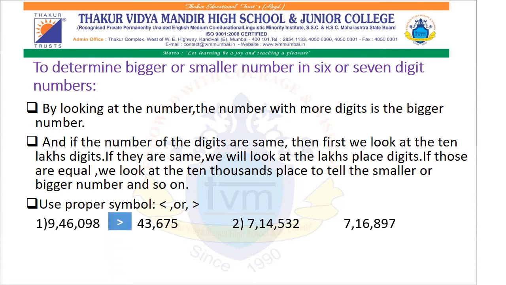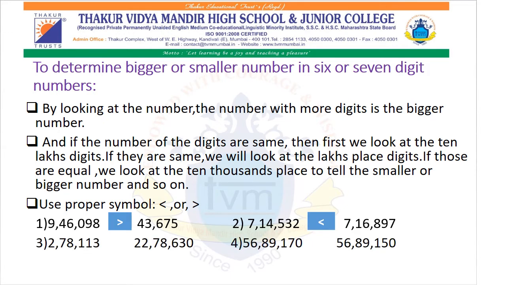In the second sum, both the numbers have 6 digits, right? So we have to compare the digits in each place. The first place is 7, here also 7, the second number also 7. If you go to the 10,000 place, 1 in both the numbers. So we'll go to the 1,000 place now. In the 1,000 place, the first number has 4, the second number has 6. Now which is greater, 4 or 6? 6. So naturally the number which contains 6 will be bigger. Correct?